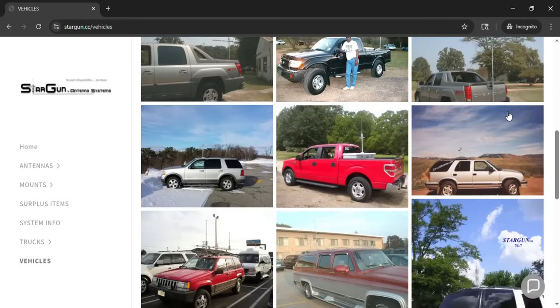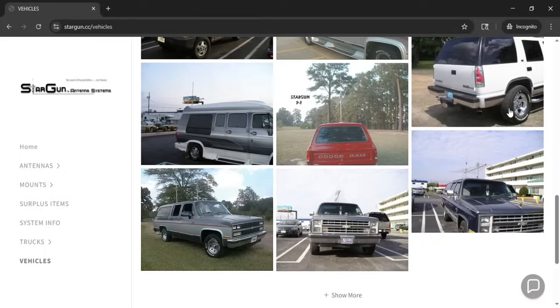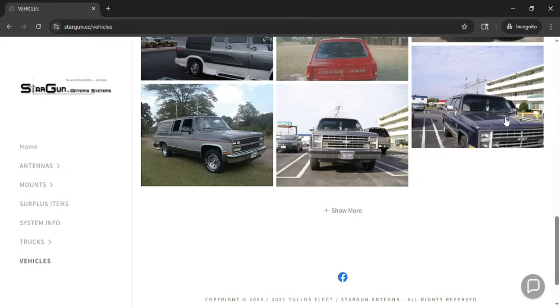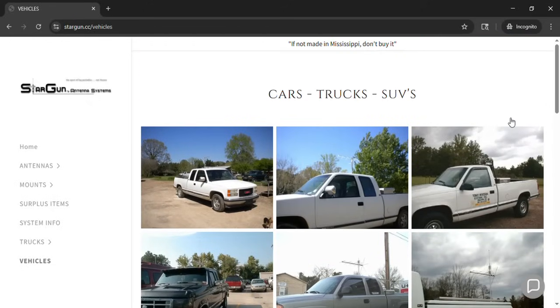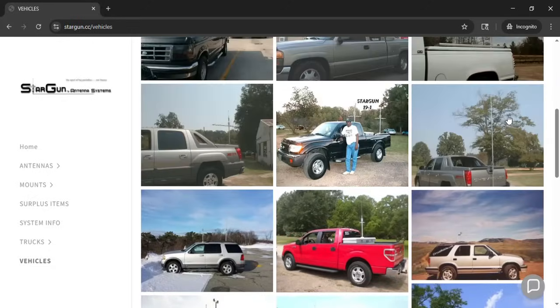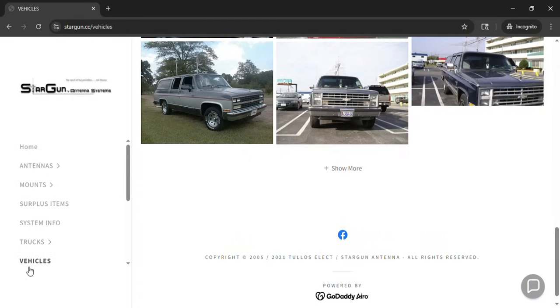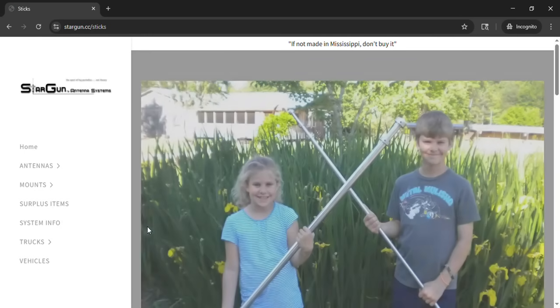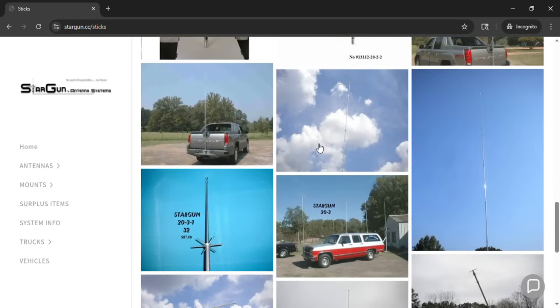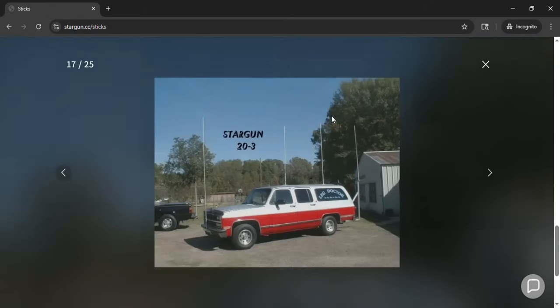Well, I said he did. Where the heck did it go? I was on here browsing not long ago, and I saw it. He has a Suburban on here that had some antennas on it. Let's see, trucks. Okay, here it is. I remember where it's at. It's under this. All right, so let's pull this one up.